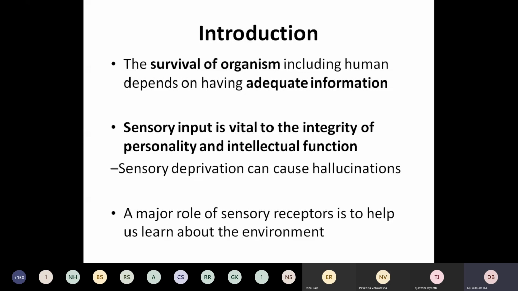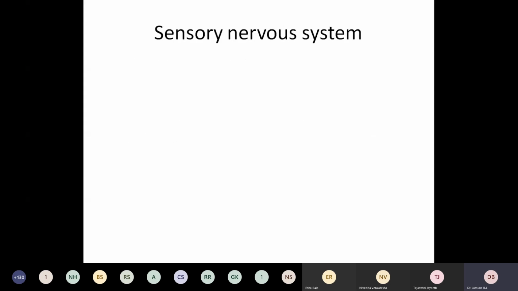They help us to learn about the environment. They give constant information. The minute-to-minute information the CNS, the nervous system, will be receiving, it receives through these sensory receptors. So coming to the sensory nervous system.